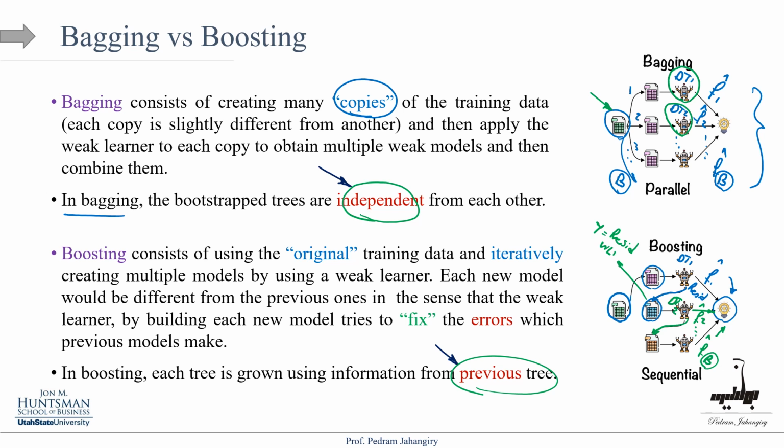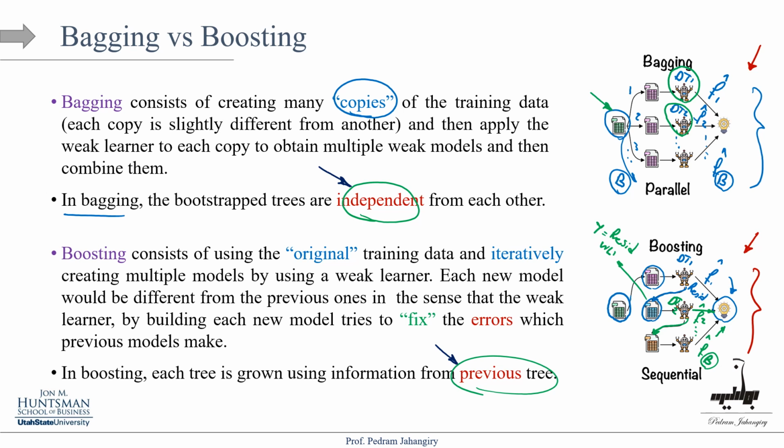Another difference happens in the aggregation. So in bagging, this is how the aggregation happened, right? We said if it is regression, we're going to take the average. If it is classification, we do the majority vote. In boosting, however, the aggregation process is different. It's not going to take the average or the majority vote. The final prediction is going to be a combination of the previous runs, right? We're going to add them together.